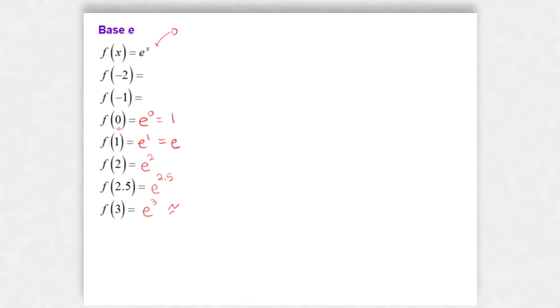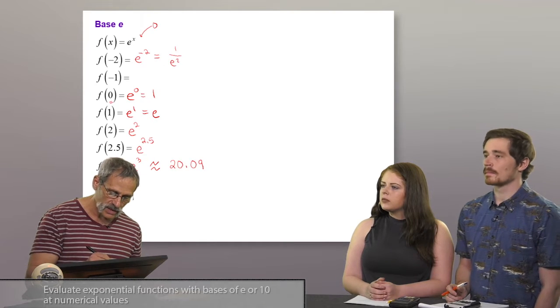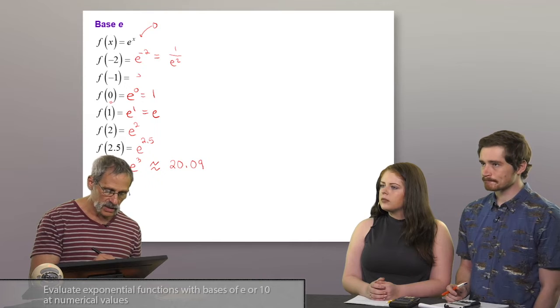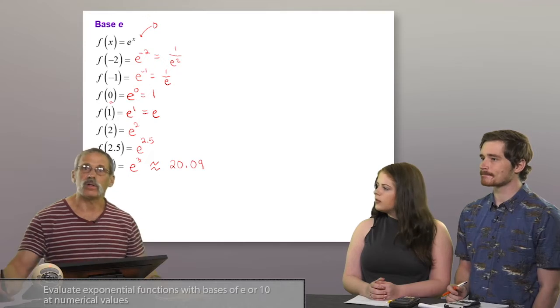And if I wanted to know an approximate value, I can enter into my calculator e raised to the 3, and it would give me back, to 2 decimal places, 20.09. Let me write that down. Beautiful. So if I want to evaluate e to the x at negative 2, I'd have e to the negative 2 written as a positive base, 1 over e squared. And the last one would be e to the negative 1, which would be written as 1 over e. Beautiful. Thank you.